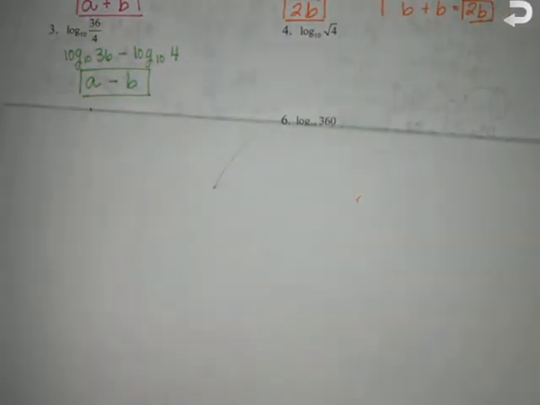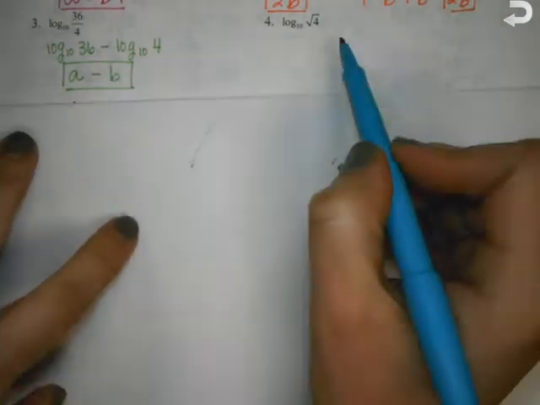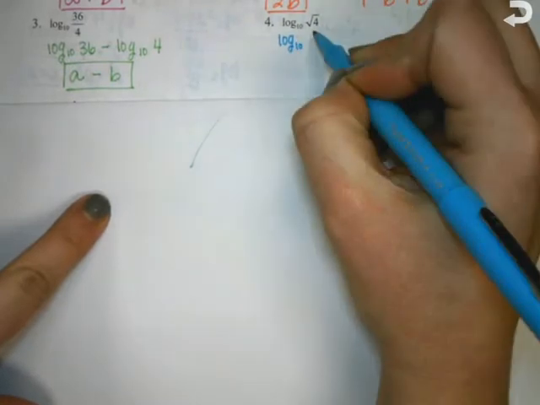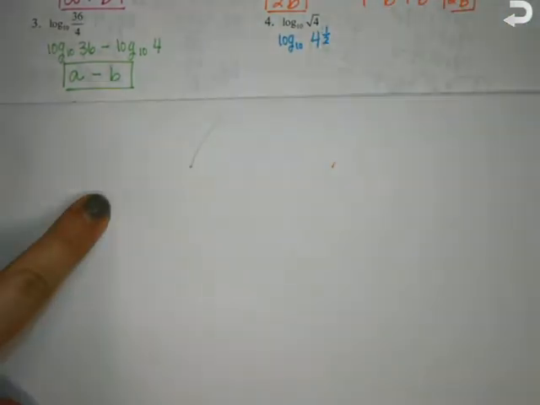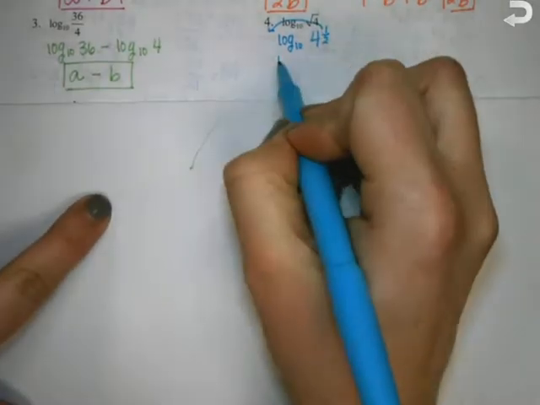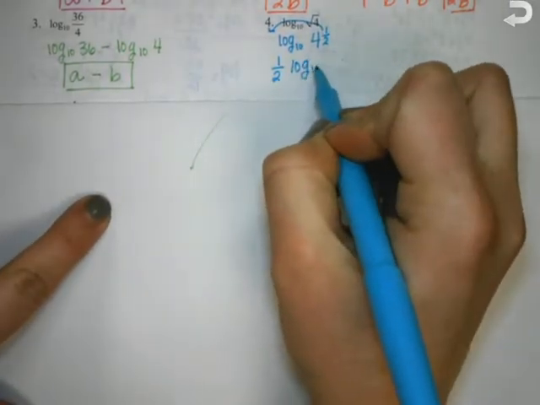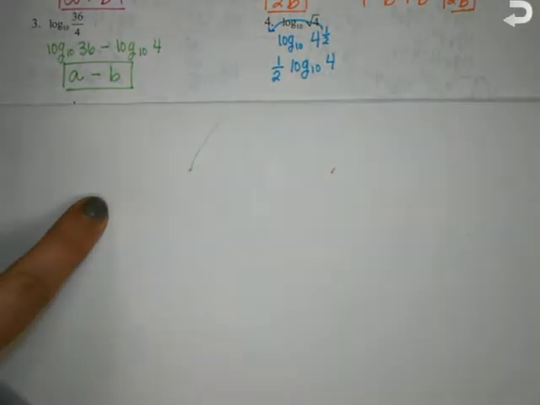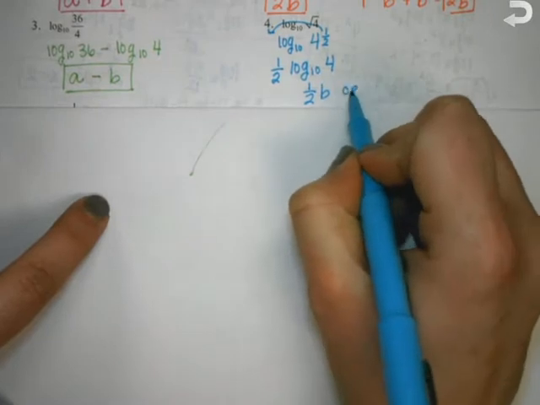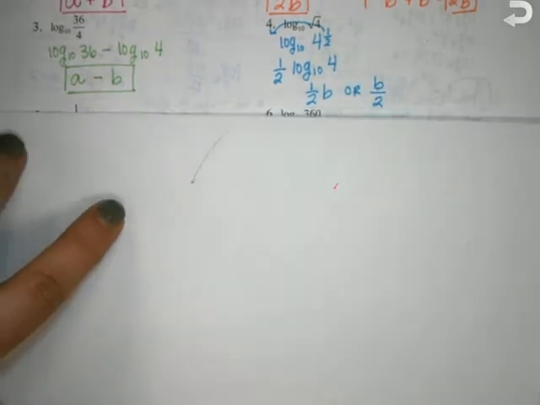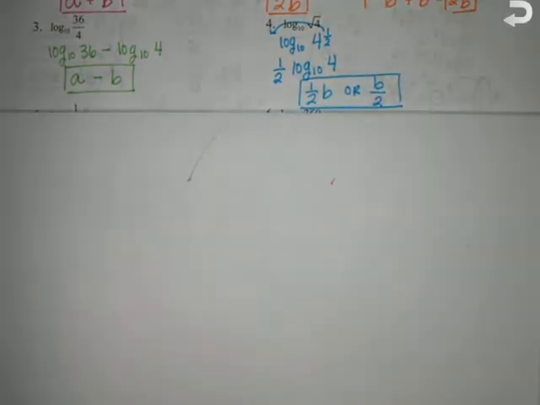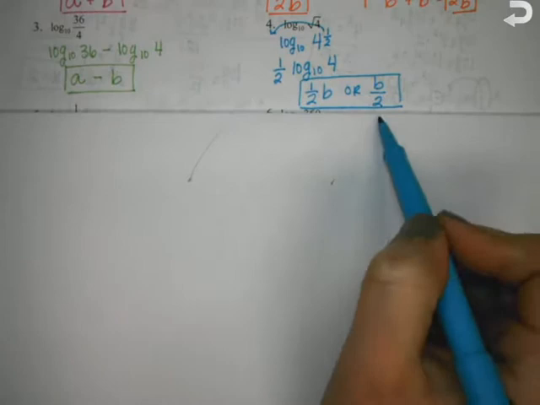Number 4, log base 10 of the square root of 4. How could we rewrite that? 4 to the 1/2, which would be what rule? Power rule. So we bring the 1/2 in front. So that is 1/2 log base 10 of 4. And log base 10 of 4 is what? B. So this is 1/2 B, or you could also write it as B over 2. You can write it either way. I tend to write B over 2 instead of 1/2 B, but you can do whichever way you want.